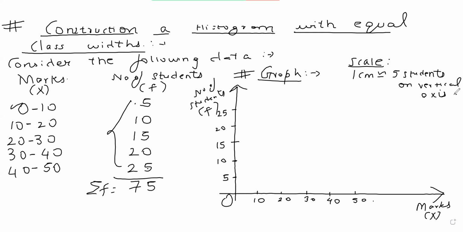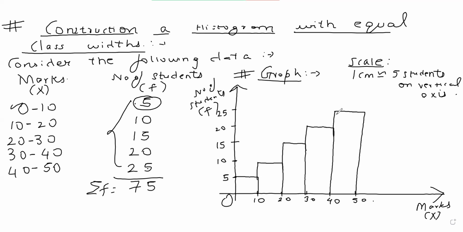Now 0 to 10, all we have to do in a histogram is draw rectangles corresponding to that particular frequency. So for 0 to 10, the number of students are 5. For 10 to 20, the number of students are 10. 20 to 30, the number of students are 15. 30 to 40, the number of students are 20. 40 to 50, the number of students are 25. So you can clearly see that this is a histogram.